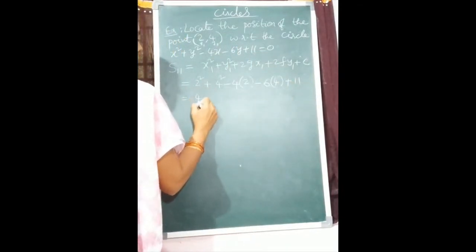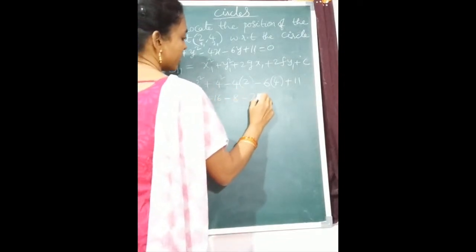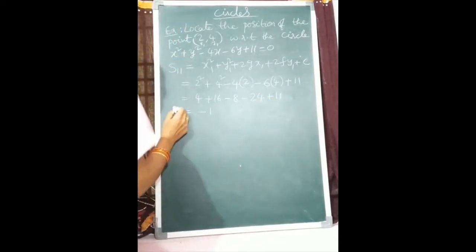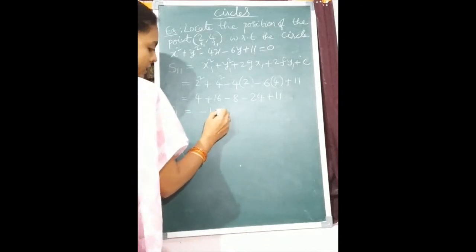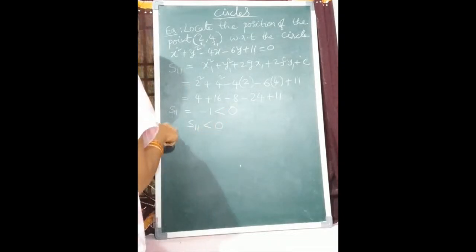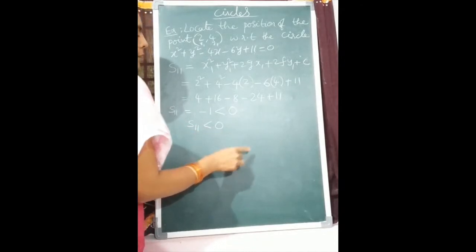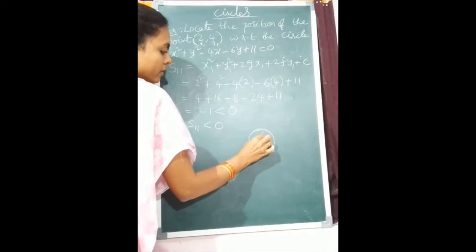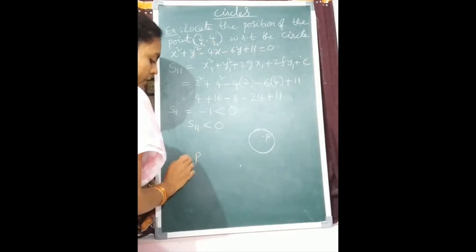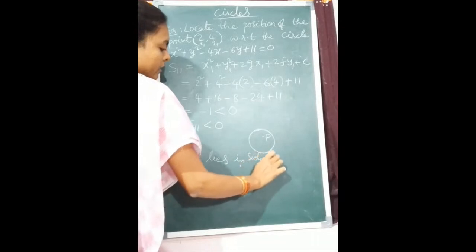So this is 4 plus 16, minus 8, minus 24, plus 11. This simplifies to minus 1. So S11 is equal to minus 1. This is less than 0. We know if S11 is less than 0, where is the location of the point? Yes, inside of the circle. The given point is inside of the circle. Therefore, P lies inside of the circle.